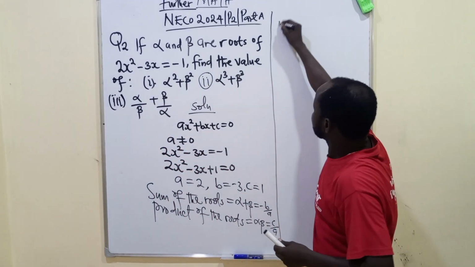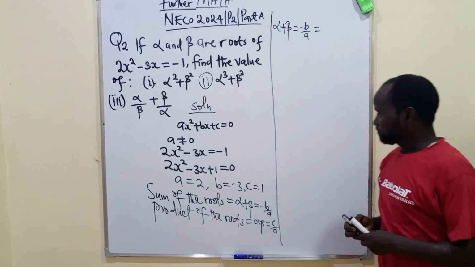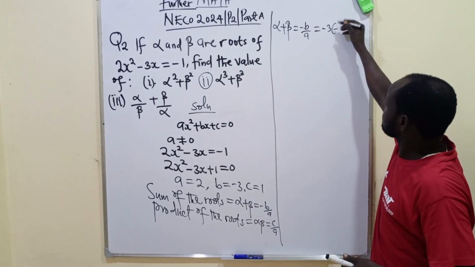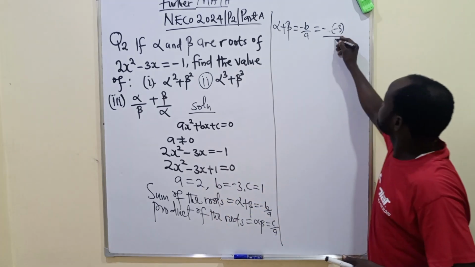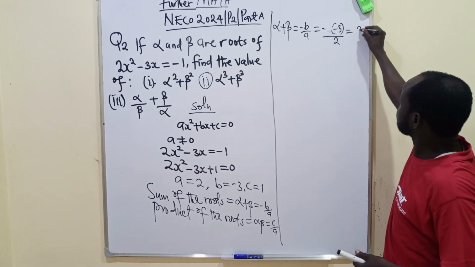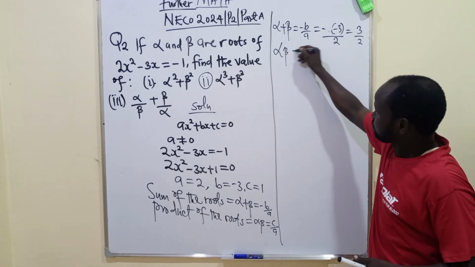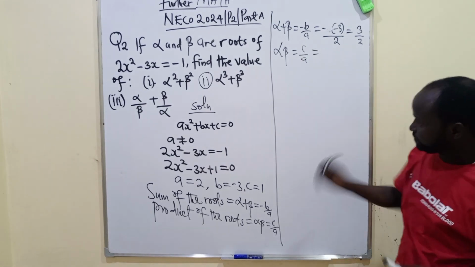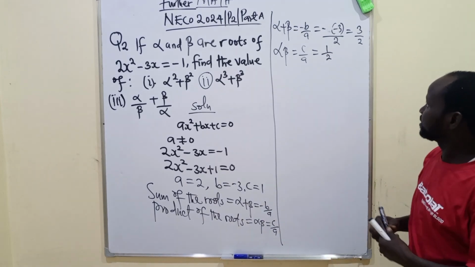Let's get the sum. Our sum, alpha plus beta, equals minus b divided by a. From here, our b is minus 3, so we substitute. This will be minus of minus 3, divided by a. Of course, a is 2. Minus times minus is positive. That will be 3 divided by 2. So this is our sum. Then let's move to the product, which is alpha times beta equals c divided by a. From here, our c is 1, then our a is 2. This will be 1 divided by 2.